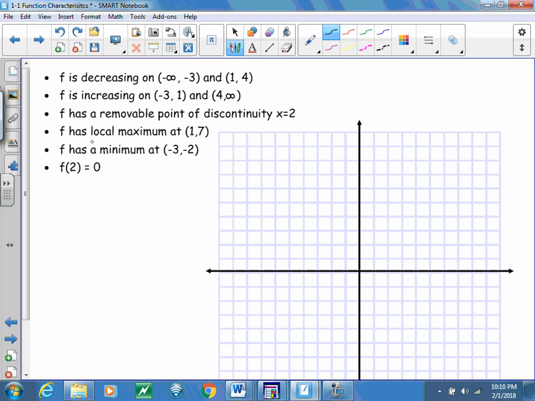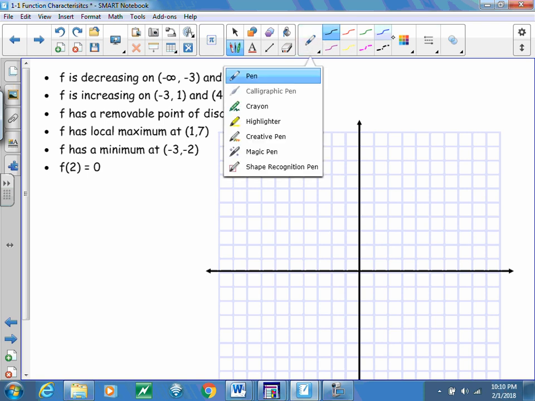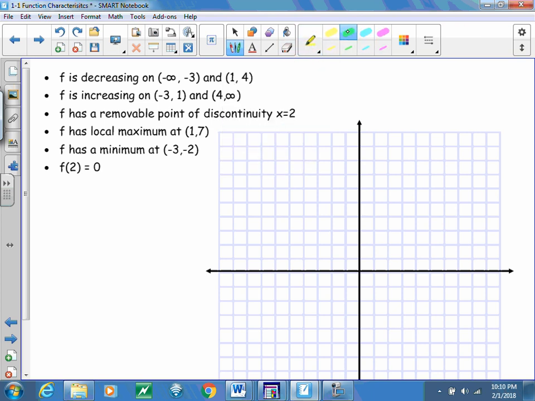So here I have 6 different conditions that I want to try and graph out here in a function. So it says that f is decreasing on an interval from negative infinity to negative 3 and from 1 to 4. Notice that it's increasing from negative 3 to 1 and from 4 to infinity. So these are intervals for x. So what I'm going to go ahead and just do real quick is I'm going to break this up into those different areas.